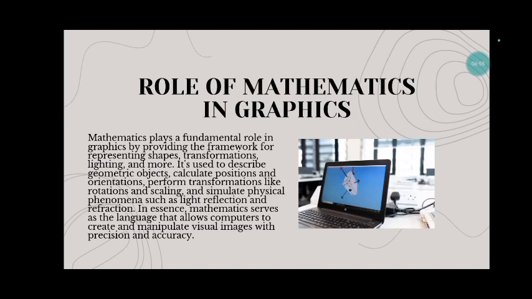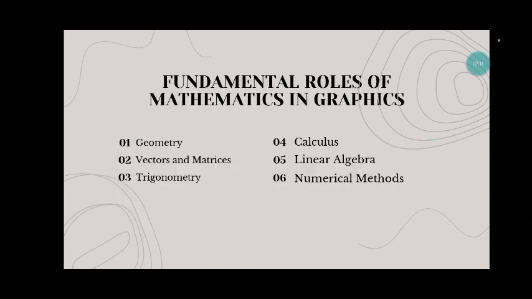So, mathematics is used to describe shapes, transformations, lighting, and shading, allowing designers to accurately represent objects and scenes in a digital environment. So, fundamental roles of mathematics in graphics. First one, geometry. Geometry provides the foundation for defining shapes, positions, and transformations in graphics. Concepts like points, lines, curves, and surfaces are essential for rendering objects in digital space.